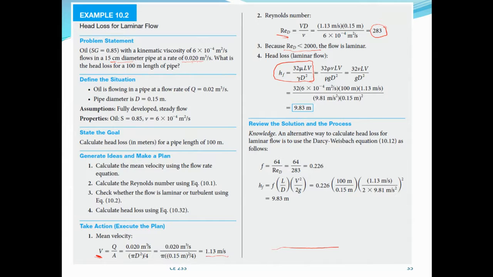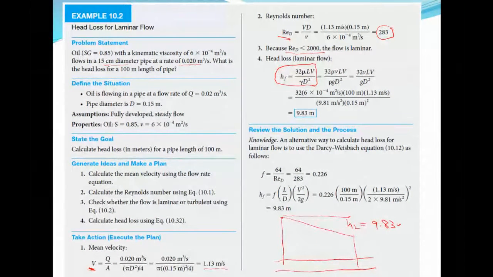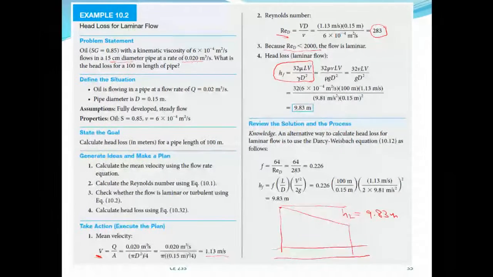Let's say this is the pipe. So this is the piezometric height here. As it is flowing, there is head loss at point 2 of about 9.8 meters, 9.83 meters. That is what it means, the frictional head loss here. And this is using the formula which we derived for the head loss for laminar flow.